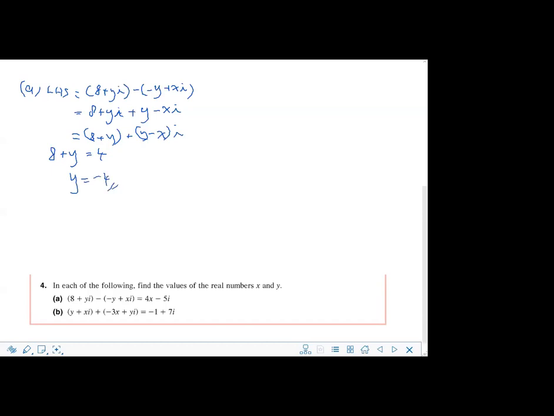And then the imaginary part is y minus x. Left hand side is y minus x. And the right hand side, oh wait, sorry, it's my fault. It's not 4, it's 4x.